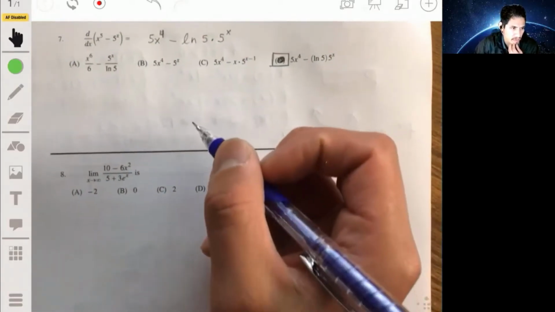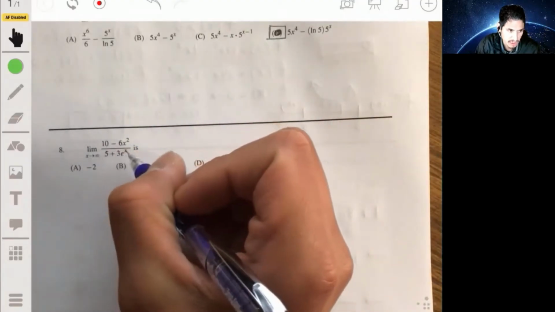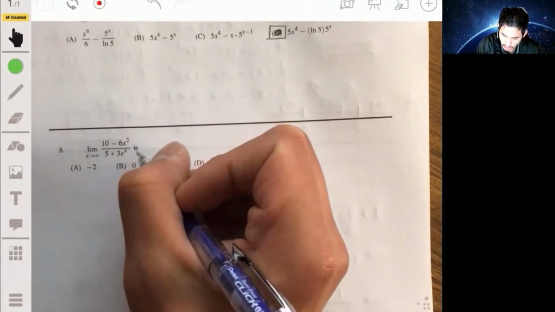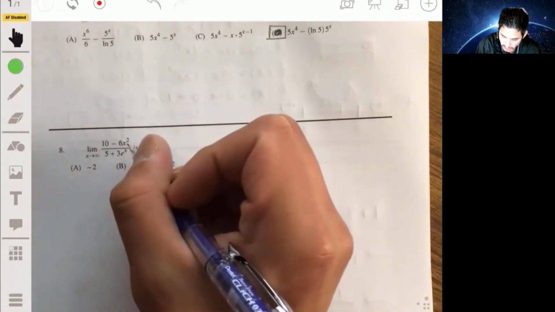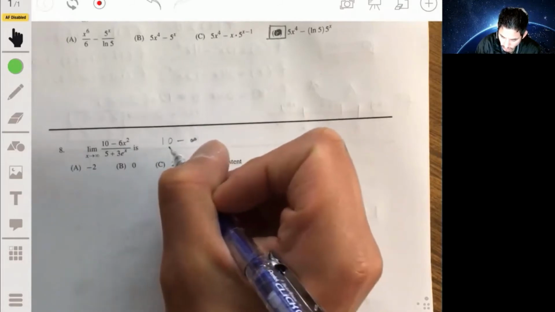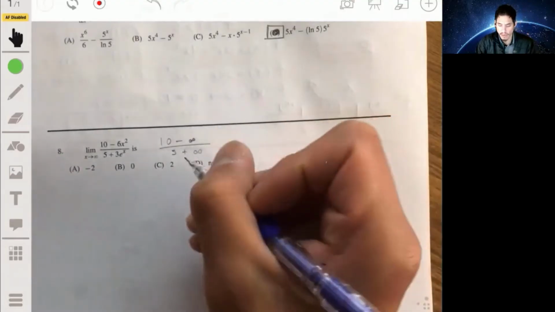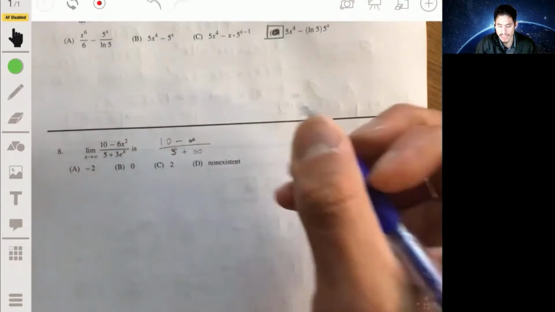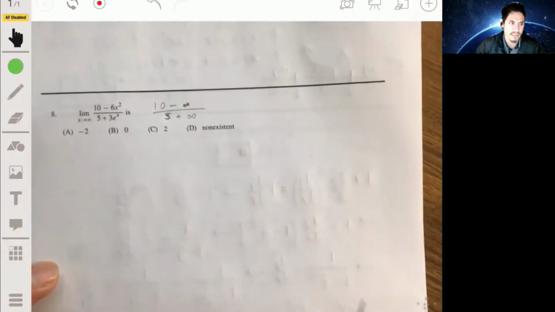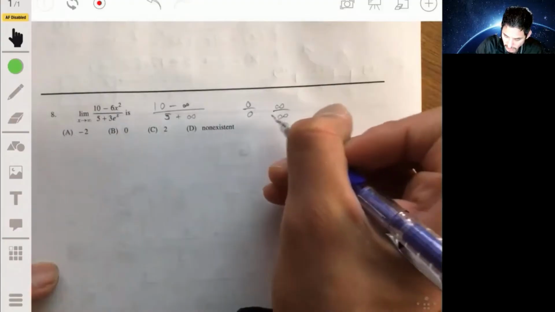All right, for 8, we've got to find the limit as x goes to infinity of this expression. The issue is that if you were to plug in infinity for x in the numerator and denominator, you're going to basically get infinity over infinity. You'll get like 10 minus infinity over 5 plus infinity, and we say that's an indeterminate value, like a value that's not very clear on what it actually is going to be.